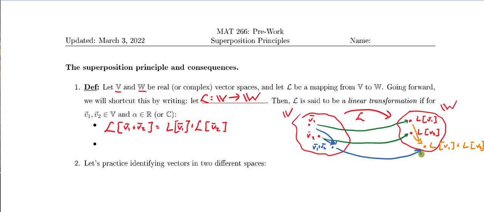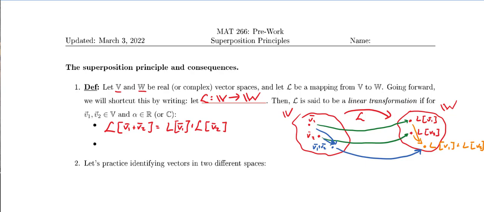So again, we can either first add together the vectors V1 and V2. That's what I did here. We take V1, add it to V2, get this new blue vector in our vector space V, do the linear transformation to that, and we end up here. Or, if this is a linear transformation, we can apply the linear transformation to V1 and we'll end up here, apply it to V2 and we'll end up here, and then add together these two vectors in W space to get this new vector here.